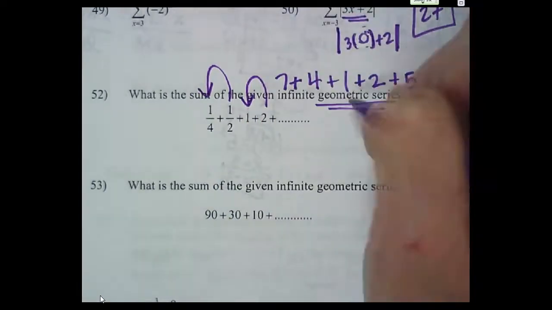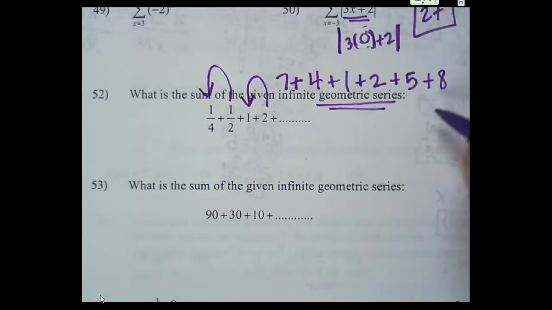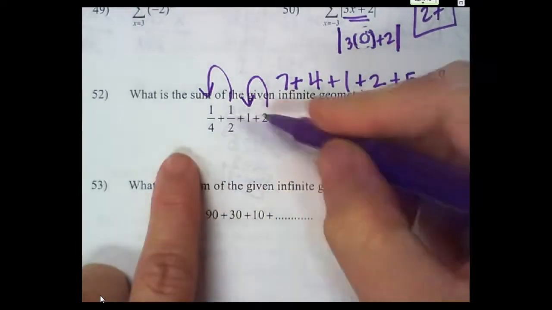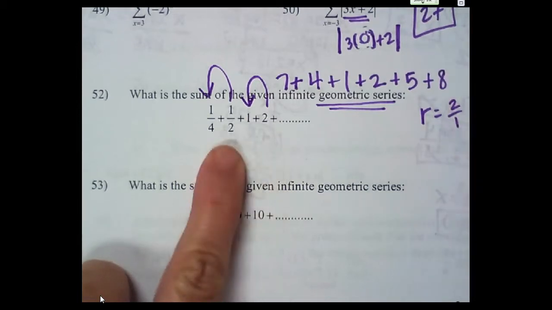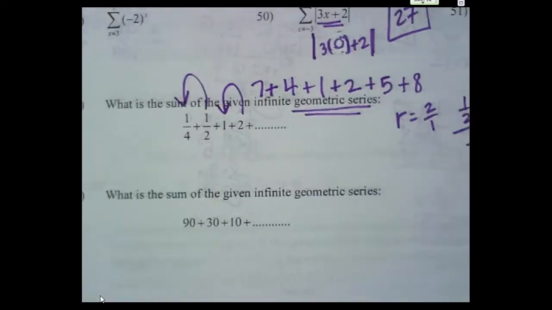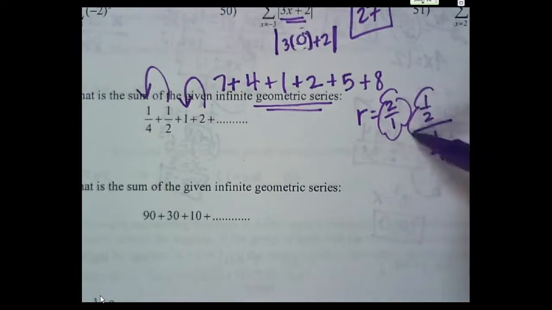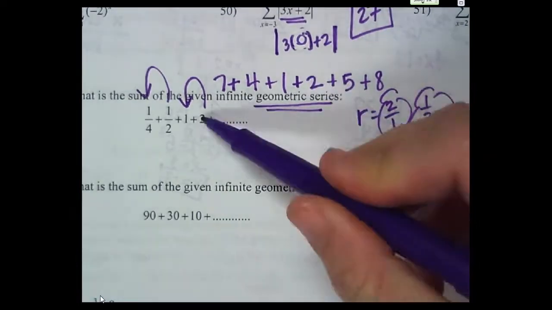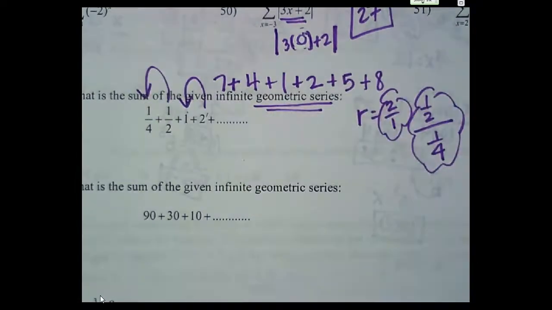Nope, it's geometric. We divide. So R is, and you can do any of them, but it would be like 2 divided by 1. Or you could do 1/2 divided by 1/4. Either way, you can do 2 divided by 1 or 1/2 divided by 1/4. You go this direction. What would the answer be then? What's R?